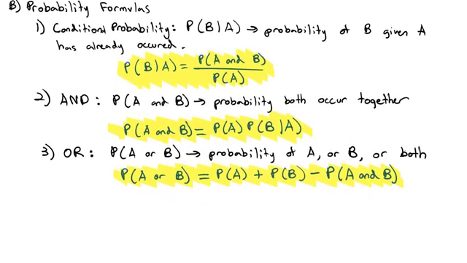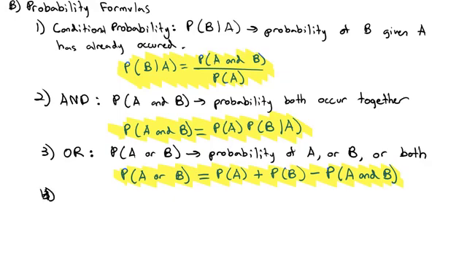Those are our three probability formulas. The conditional probability is the probability of both divided by the given information. The AND probability, with AND, we multiply the probabilities together, given the first one's already occurred. And with OR probabilities, we add them together, subtracting off the overlap.